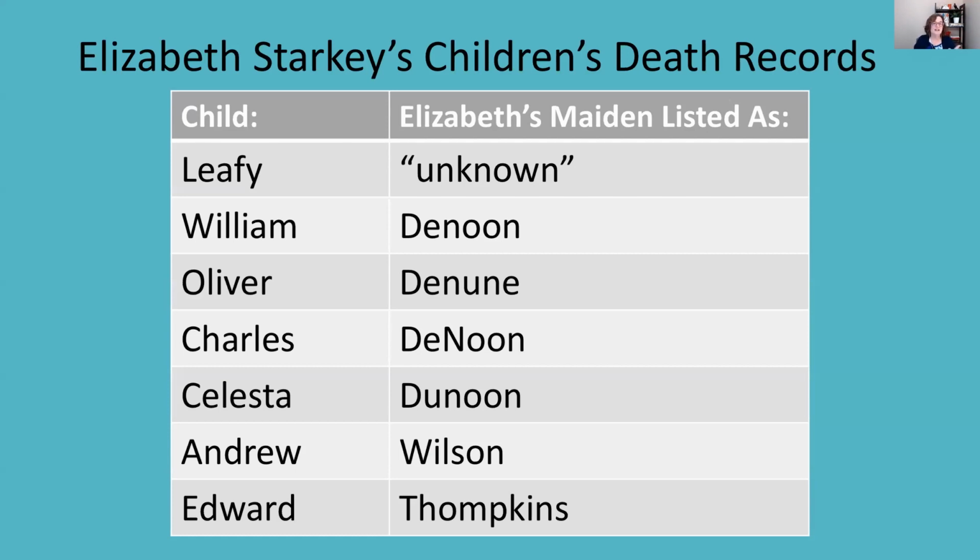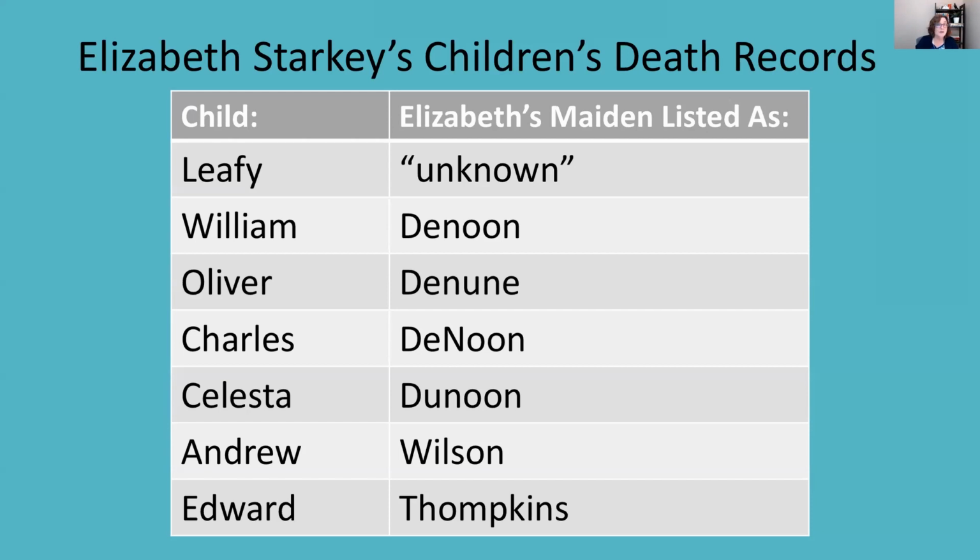Andrew's death certificate says Wilson, and Edward's death certificate says that her maiden name was Tompkins. Obviously, I have some conflicting evidence that I need to sort through. I can't just say, well, this most recent one that I found gives me an answer, therefore it's right. If there's conflicting evidence, I still need to resolve it.